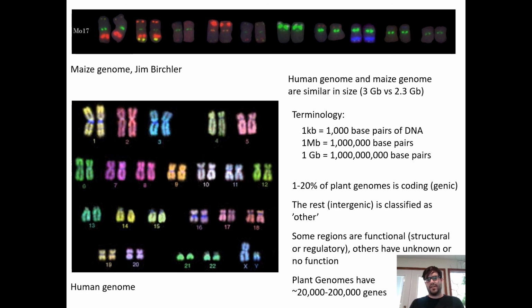There have been decades of effort with projects like the ENCODE project to identify what all the sequences in the genome are doing. But at the end of the day, we still don't know what a lot of parts of the genome are doing, and a lot of them also have no function. In general, plant genomes have on the order of 20,000 to 200,000 genes, and this depends on the species, on the polyploidy, and a couple other elements.